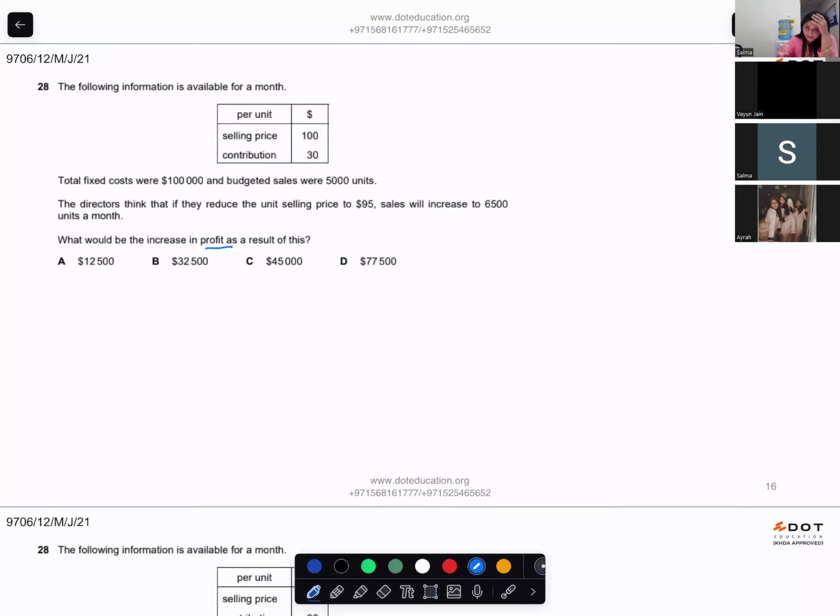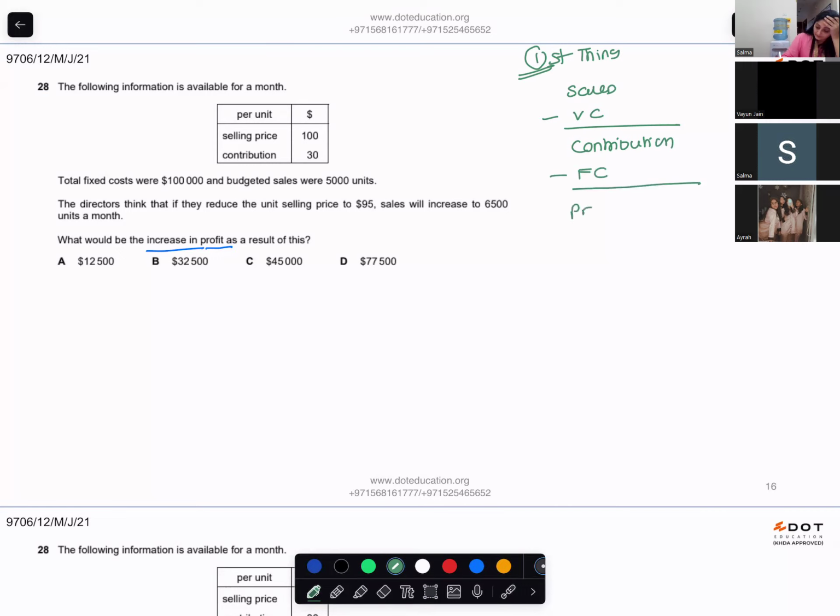So you want to know the increase in profit. If you want to know the increase in profit, what is the first thing that you want to know? The original profit. So how will you get the original profit? Calculate it. You have the fixed cost, you have everything. You'll do selling price minus variable cost for the contribution, multiply it with the units and minus the fixed cost.